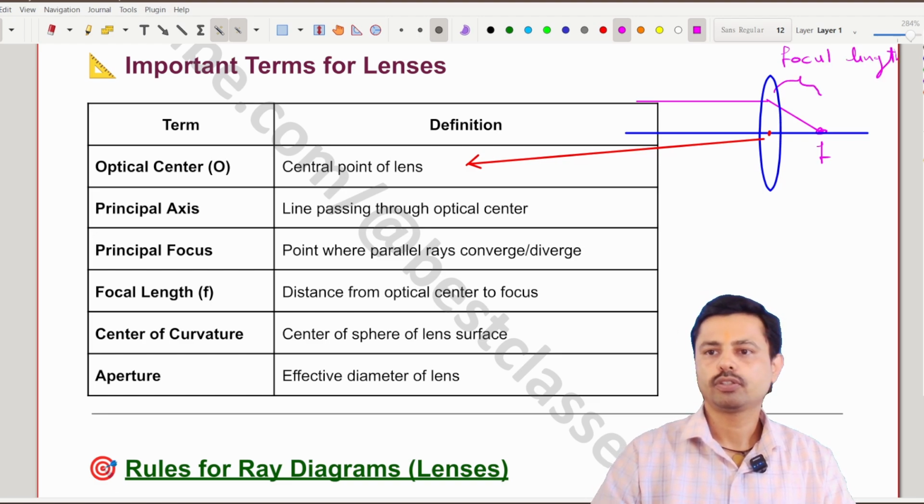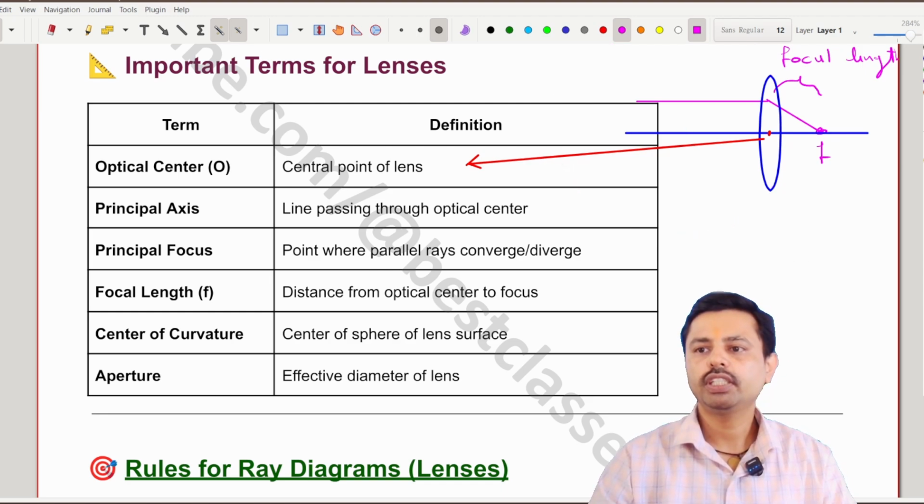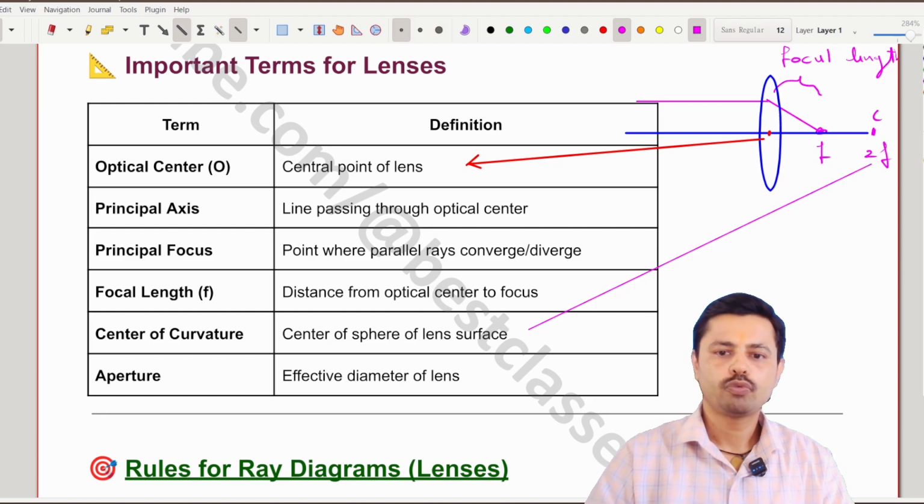Center of curvature. Let's say this lens is a part of an original bigger sphere. It is cut out from there, and the center of that sphere will be called the center of curvature. Usually it's double the distance of the principal focus, so usually it will be 2F. So the center of curvature is this thing, focal length is this thing, principal focus is this thing.